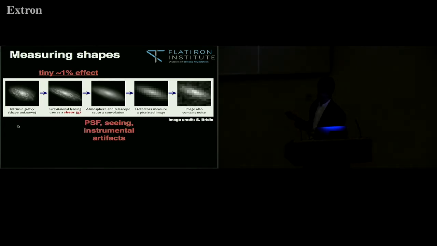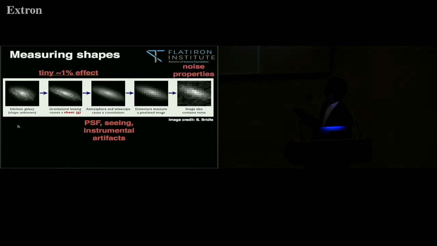Then the thing gets convolved with the PSF at the telescope, okay? That also changes the shape, sometimes quite substantially. So you need to know this really well. Same with the atmosphere. The atmosphere is going to mess things up. And other instrumental artifacts that happen in there, depending on your chip, can mess things up too. So you need to know these things really, really well so that they don't contaminate this tiny 1% effect.